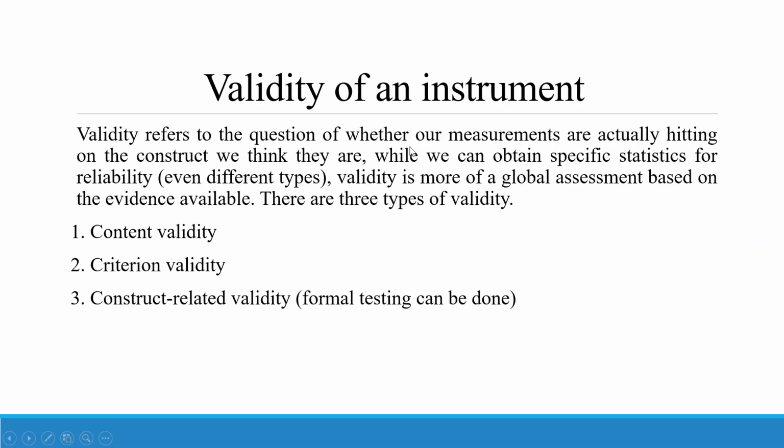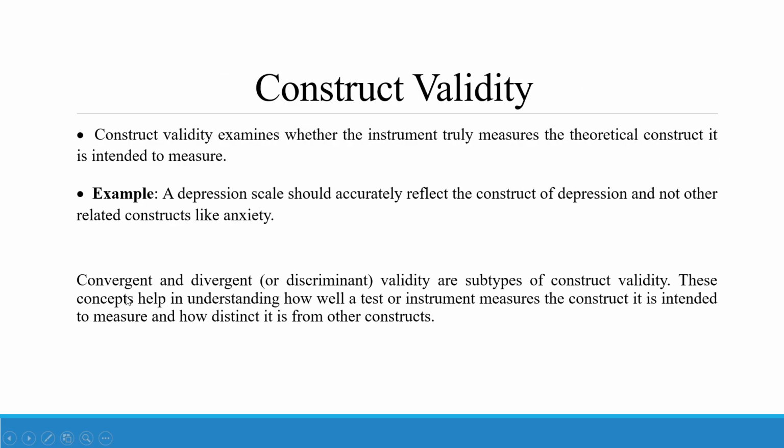Validity refers to the question of whether our measurements are actually hitting on the construct we think they are. While we can obtain specific statistics for reliability, even different types, validity is more of a global assessment based on the evidence available. There are three types of validity: content validity, criterion validity, construct related validity. For the third one, we can do the formal testing. Now, the construct related validity can be further bifurcated into convergent and discriminant validity.